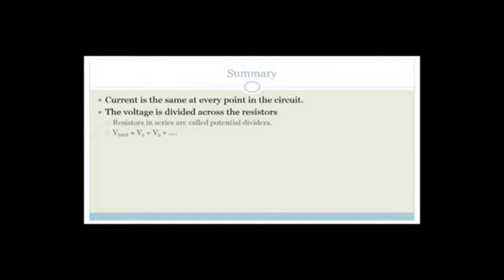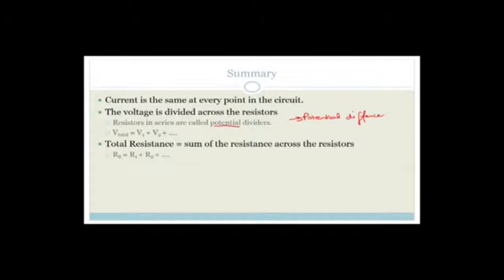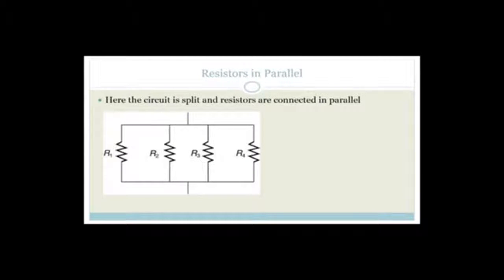So we said that resistors in series are potential dividers, because remember that volts is the same as potential difference. If I say to you, what is the measure of the potential difference? You are actually working out the volts. We get potential difference. So V total equals V1 plus V2 plus however many Vs you need. The total resistance is the sum of the resistances across the resistors.